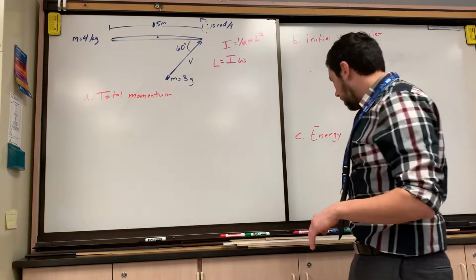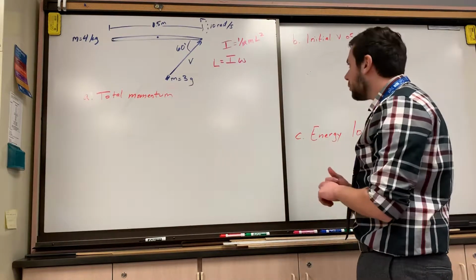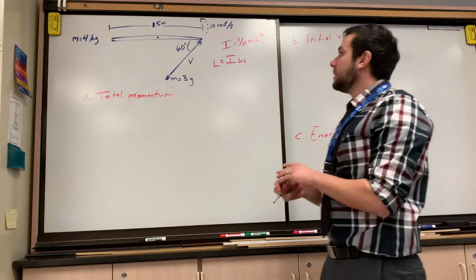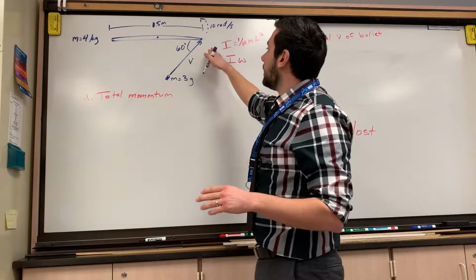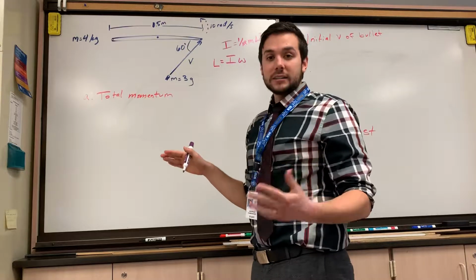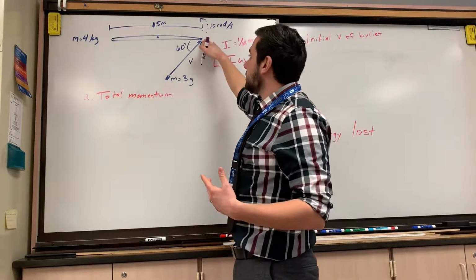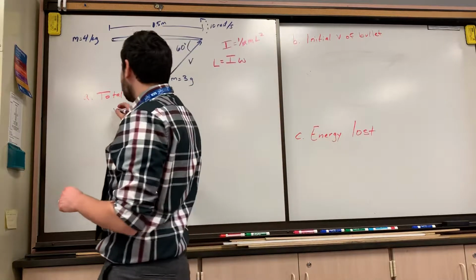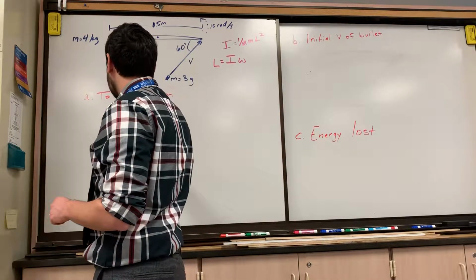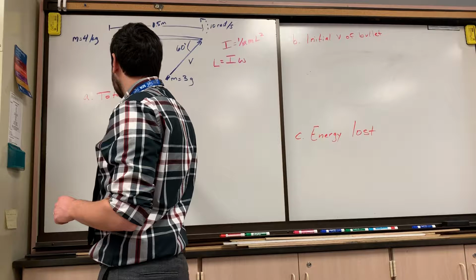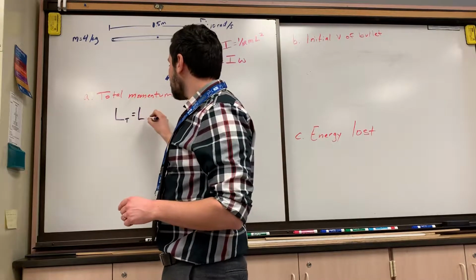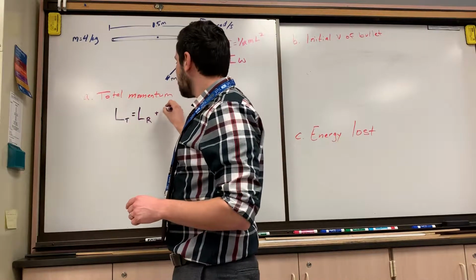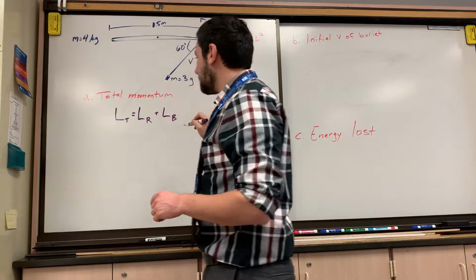To start off, we want to make sure that we're finding the momentum of the two objects combined, because it says that they are colliding together, the bullet's going to stick into that rod. So I'm going to say my total momentum is equal to the momentum of the rod plus the momentum of the bullet.